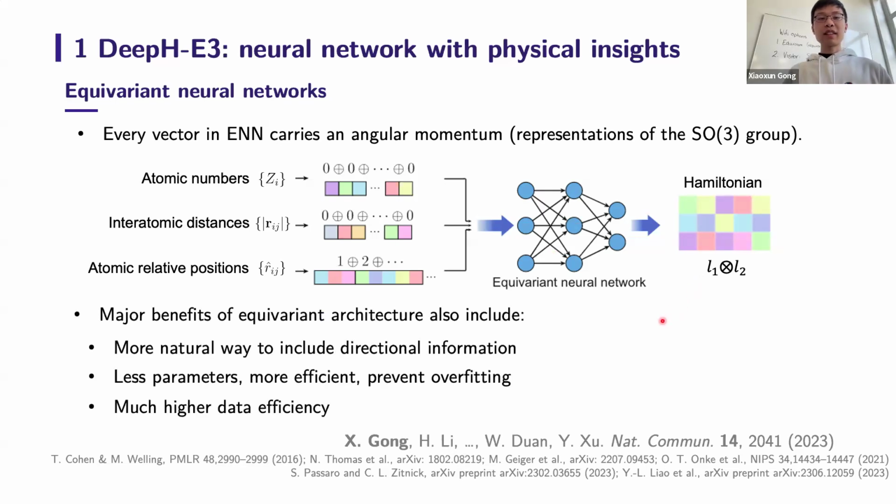So the benefits of equivariant architecture. Of course, the most important benefit of the architecture is that it satisfies the fundamental physical constraints of the physical system. But I will briefly summarize a few other important benefits of the equivariant architecture. So the equivariant architecture gives us a more natural way to include directional information. So in principle, of course, we can reconstruct the whole crystal only using these distances between any two atoms. But of course, we want to give the machine more information to help it give a better prediction.